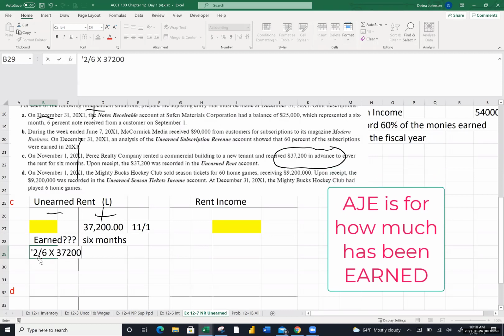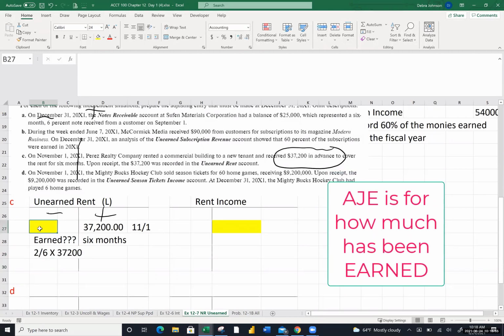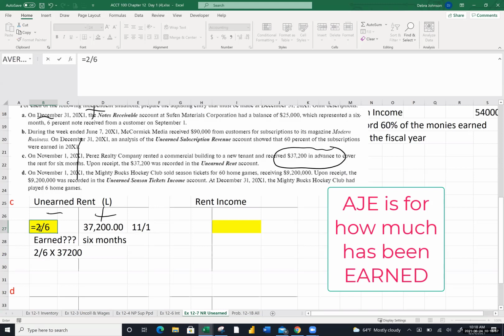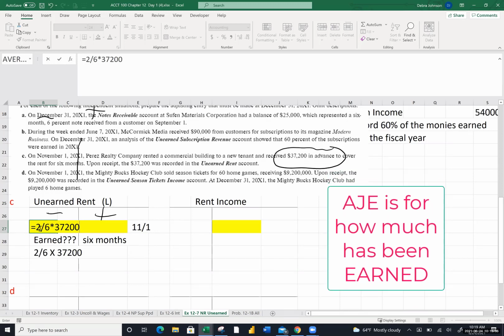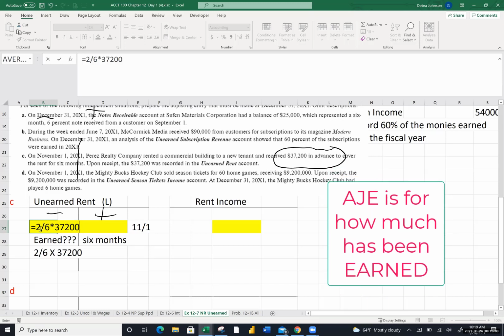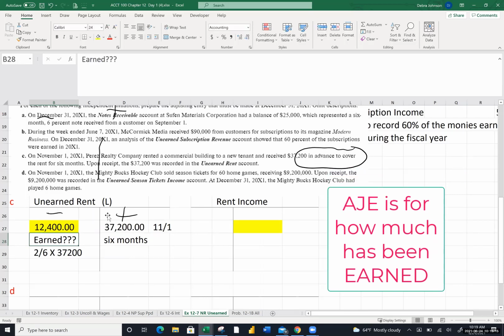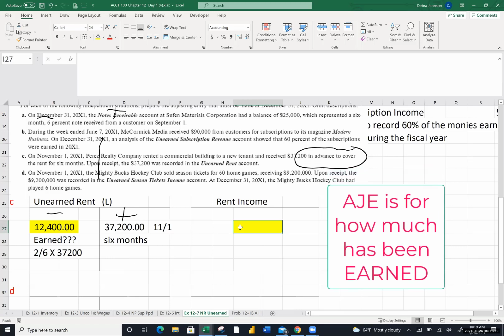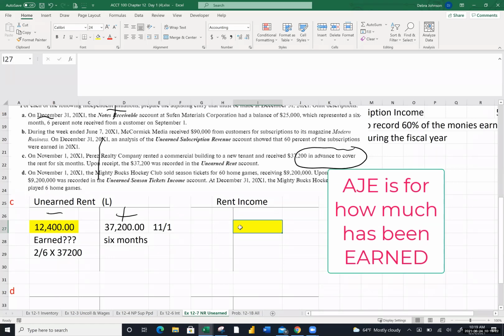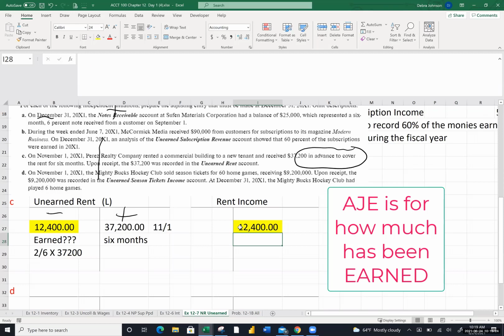So when you do the math on that, I'll go ahead and let Excel do it. 2 divided by 6 times 37,200 is my formula. When you press enter on that, you should get the amount of that rent which has now been earned because the time has passed. When I do that, I got 12,400. I'm going to take it out of the liability and put it into the regular rental income.